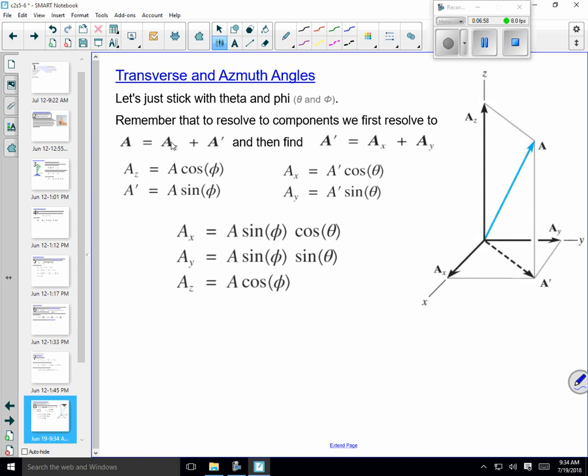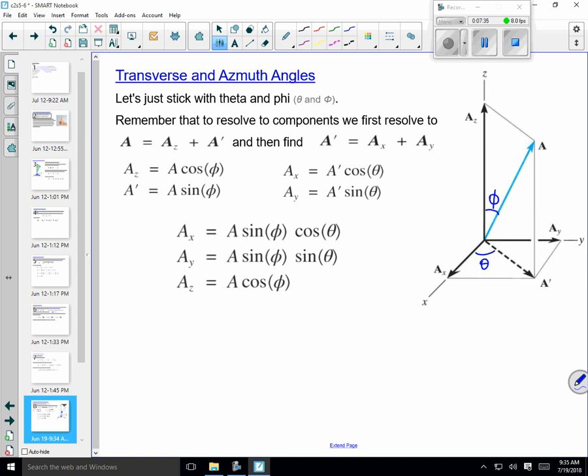This is the original picture where we took the vector A and broke it up into components. But now I'm going to define these angles. Here's one angle, the angle theta, and here's the angle phi. So using that upper triangle with the phi, I can resolve the vector A into two components. Az is A cosine of that angle phi, and A prime is A sine of phi.